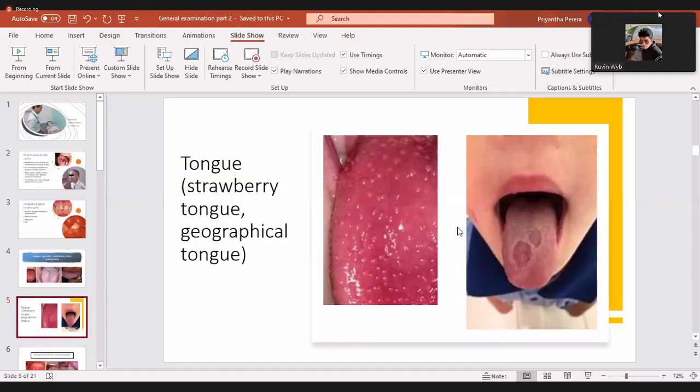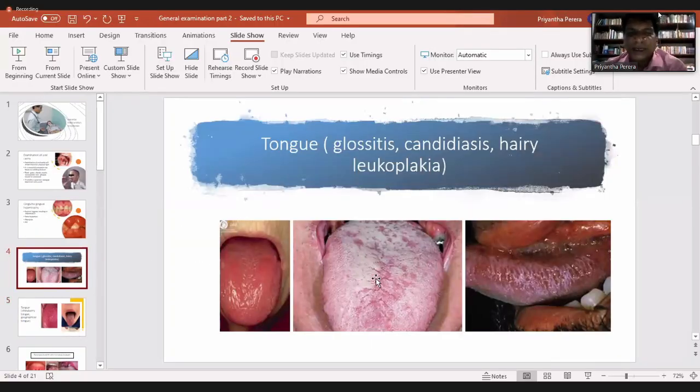Excuse me, sir. Sir, we didn't hear about the previous malignancy part because of the connection problem. Right, sorry. Here, you heard about the candidiasis, isn't it? Yes, sir. Yeah, all right.